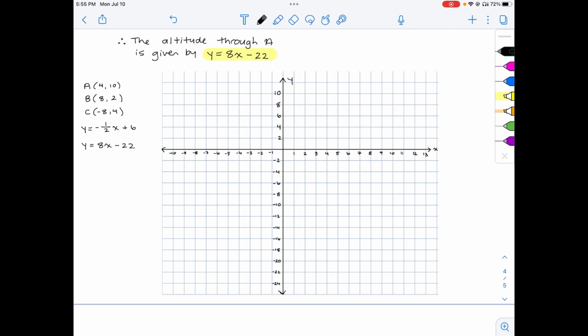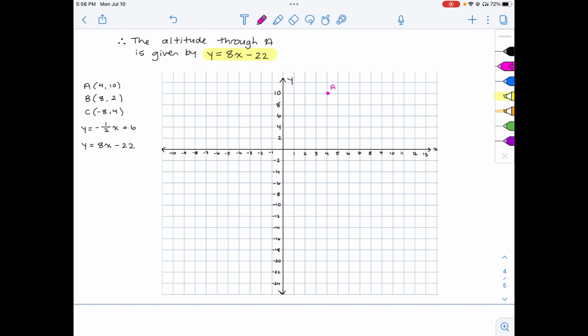So the first thing I'm going to do is plot my points A, B, C. I have written the coordinates at the side there just so I can remember what they are. So A is at (4, 10), so that is going to be right here. I'm going to label that as A.